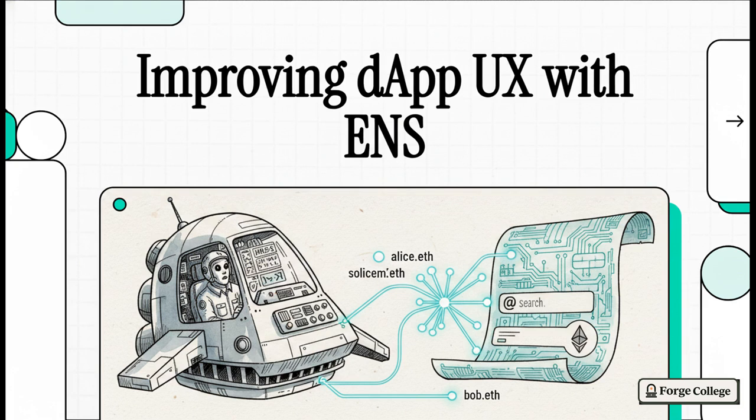In this explainer, we're going to learn exactly how to integrate the Ethereum Name Service, or ENS, directly into your front end, because we want your users to actually enjoy interacting with your smart contracts.